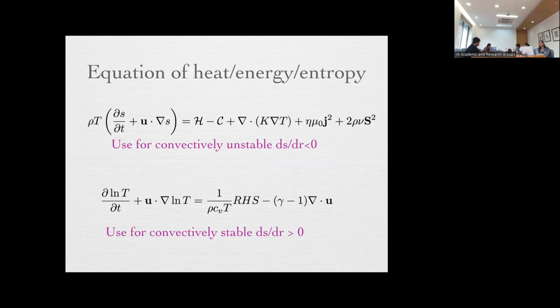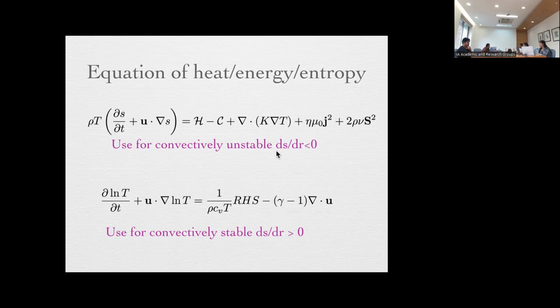Now I go to the equation of heat, energy, or entropy. So in the Pencil Code, you have the entropy module, which basically is solving this equation for ds by dt. And you have all sorts of terms on the right-hand side: the heating, cooling, thermal conduction, ohmic heating, and the viscous heating terms, right? So this equation is normally used for convectively unstable simulations. For example, you want to do a simulation where the convective instability will be excited, for example, in a stellar interior.